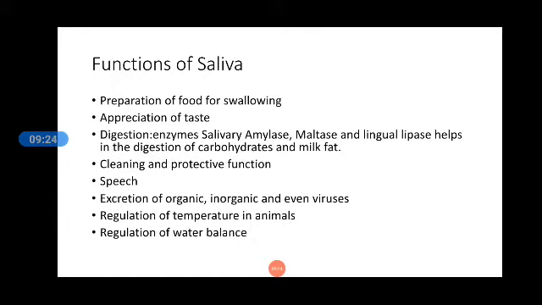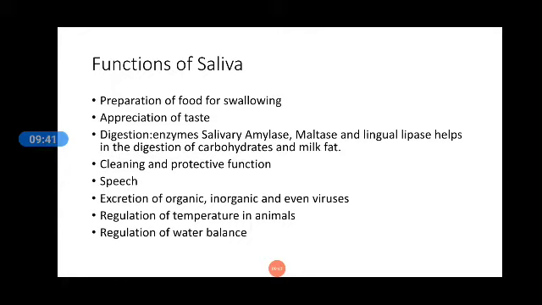Now we will see the role of saliva in speech. So it has some speech role also. We know that if your mouth is dry, we will not be able to speak. By moistening and lubricating the soft parts of the mouth and lips, the saliva helps in speech.